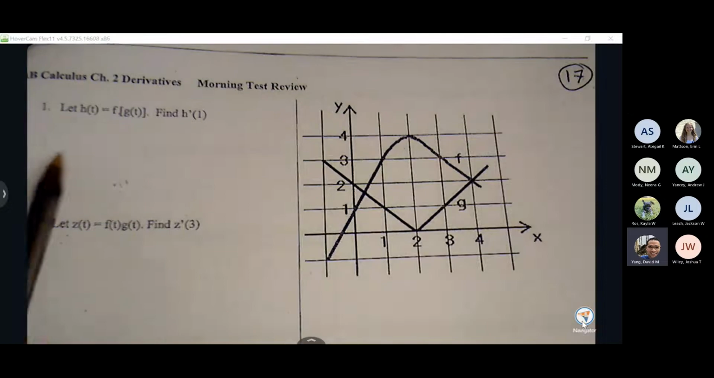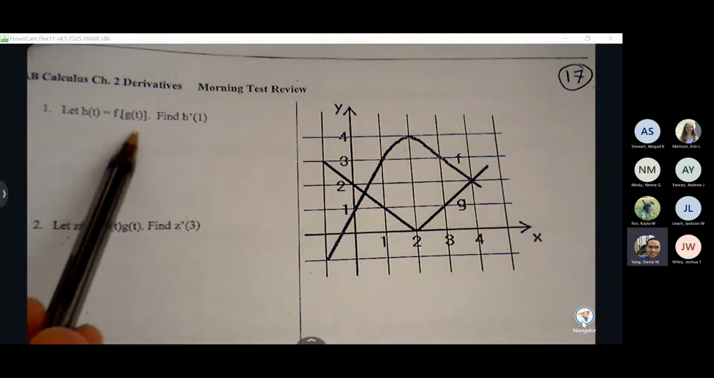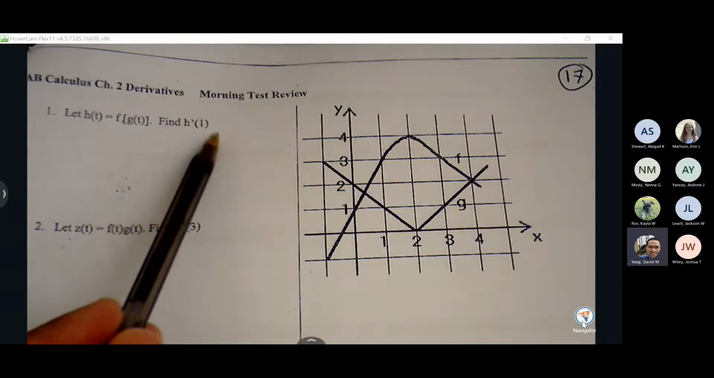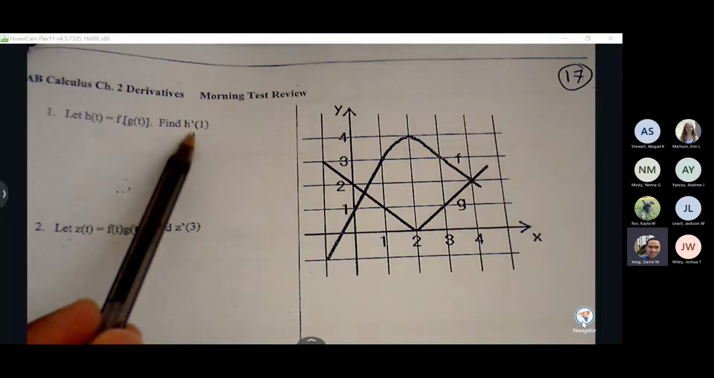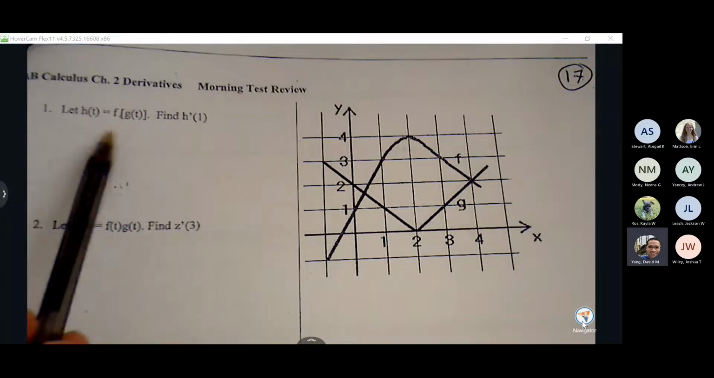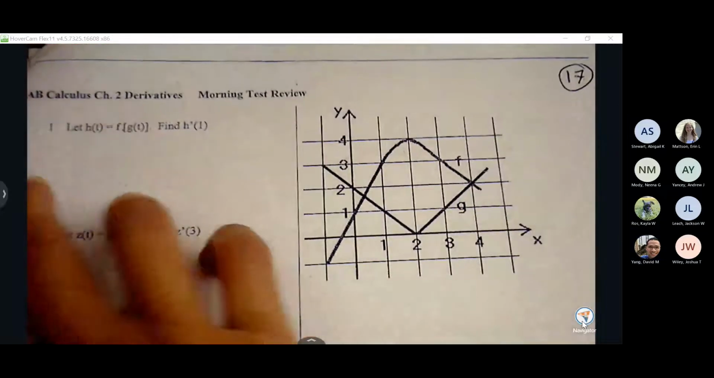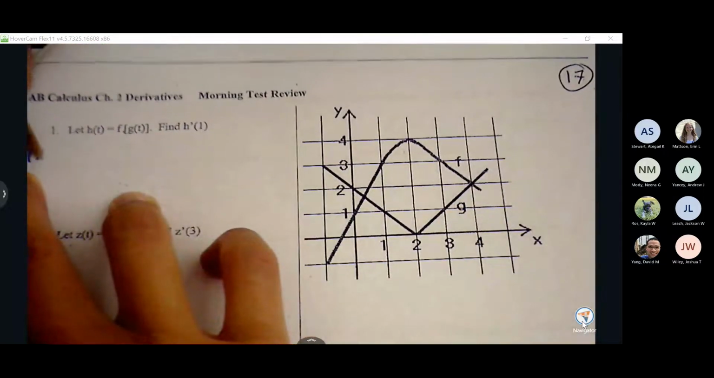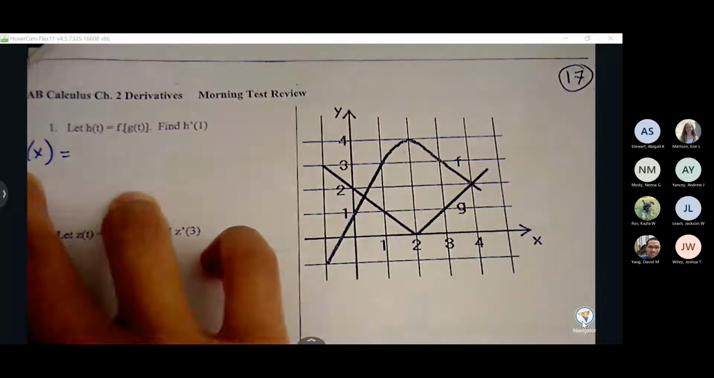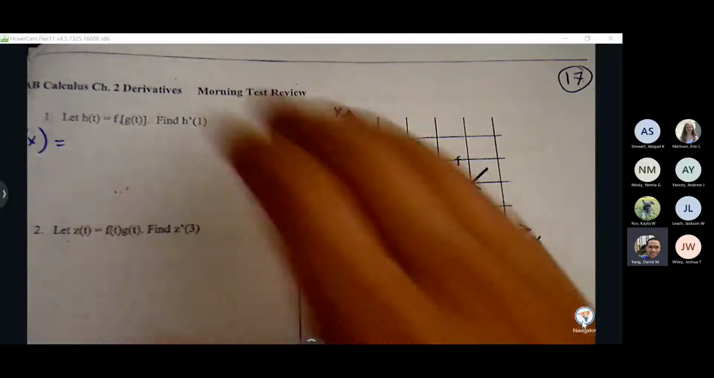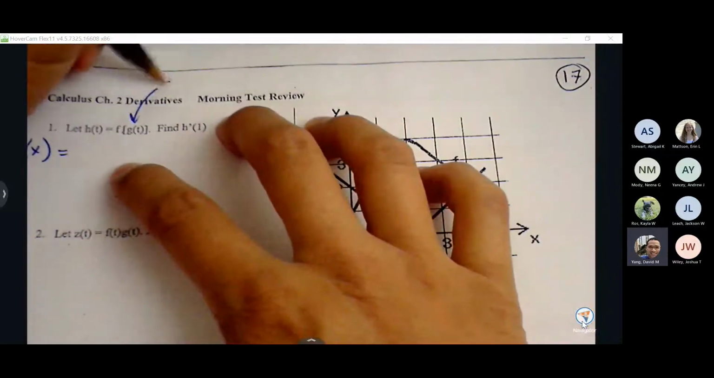All right, so number 1, let h of t equals f of g of t, find h prime of 1. First things first, we got to find the derivative function first before we can evaluate the derivative. So we need to find the derivative, h prime of x. Okay. We need to be able to recognize this as a function within a function. We have to apply chain rule here.